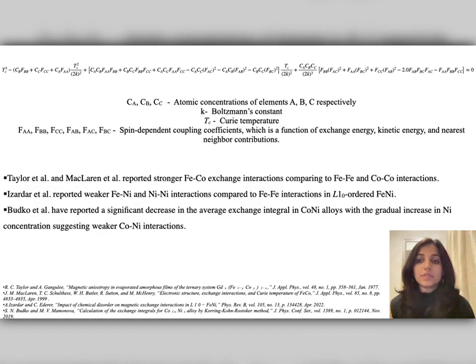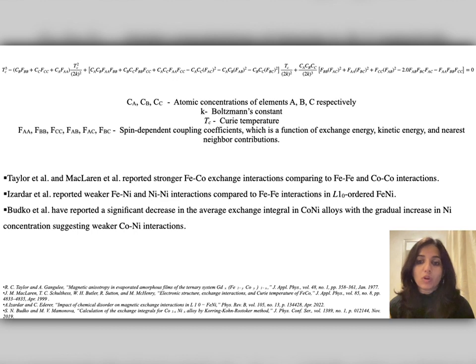The compositional dependence of Curie temperature of a ternary alloy has been expressed by this cubic equation. It depends on the atomic concentrations of the elements, Boltzmann constant, Curie temperature, and spin-dependent coupling coefficient. The spin-dependent coupling coefficients are a function of exchange energy, kinetic energy, and nearest neighbor contributions. Iron cobalt nickel exhibits several atomic interactions, namely iron-iron, iron-cobalt, iron-nickel, cobalt-cobalt, cobalt-nickel, and nickel-nickel, and this influences the exchange and kinetic energies, which in turn reflects in the Curie temperature.